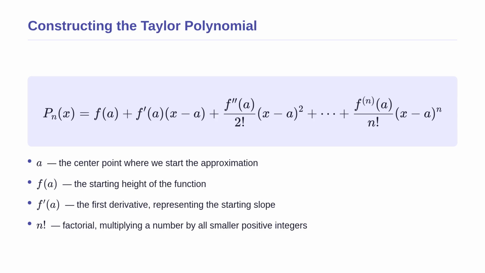To understand how we get that guess, let us break down the polynomial part. This long formula shows exactly how we construct the approximating polynomial around a specific center point, called a. We start with the height of the function at a. Then we add the first derivative, which gives us the starting slope. Next, we use the second derivative divided by 2 factorial to match the curvature. Each subsequent term uses a higher derivative to make the polynomial hug the true function more tightly. We are essentially building a fake function that behaves exactly like the real one near our starting point.